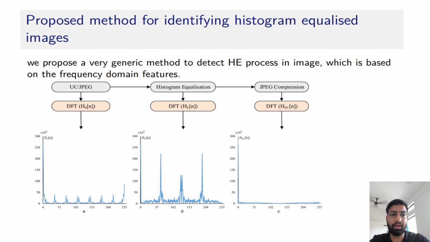We can see that we have three images. First is the original image. Then we applied the histogram equalization operation followed by the JPEG compression. Then we also plotted the discrete Fourier transform curves of all three images. You can see that the zeroth component is the DC component in all three plots. The zeroth component is also equal to the total number of pixels in the image, which will remain the same before and after the histogram equalization or after the JPEG compression.